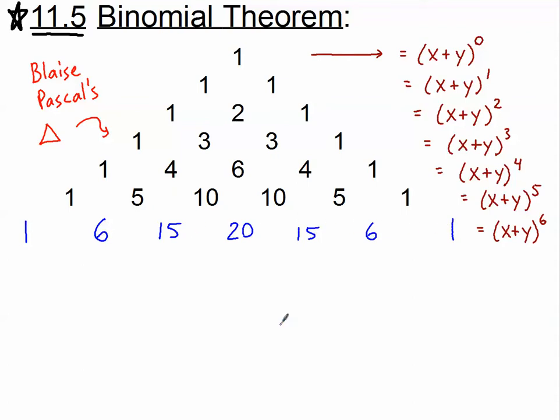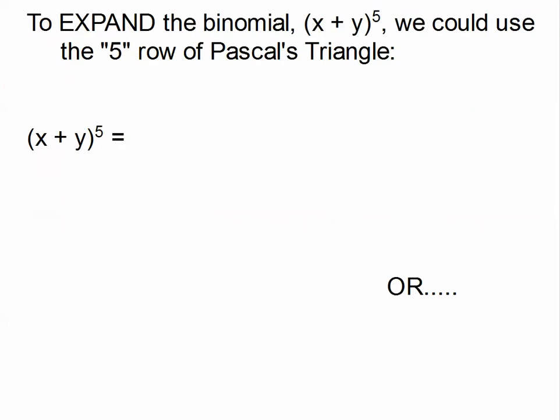So let's put Pascal's triangle into action, and let's look at this binomial expansion, x plus y to the fifth power. Now what that means is there are 5 binomials, all x plus y, all multiplied together. If we wanted to do that by the FOIL method, that would take some time. But instead, to expand this binomial, we can use the 5 row of Pascal's triangle. Now that's the row that has the 5 in it.